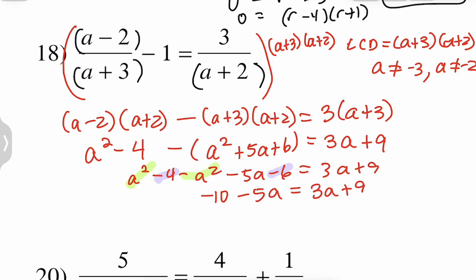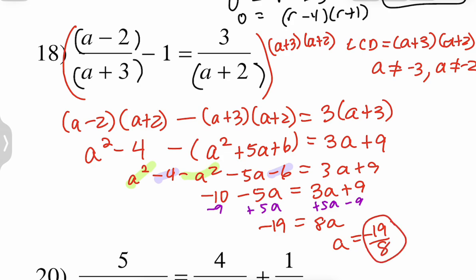Now it just looks like a normal equation. Let's get our a's to one side and numbers to another. So I'm going to add 5a to both sides. I'm trying to get my a to the right, just so it's positive. It doesn't matter. Which makes me move this negative 9 to the other side. So we get negative 19 equals 8a. And then we just divide. We got our answer. So a is negative 19 divided by 8.